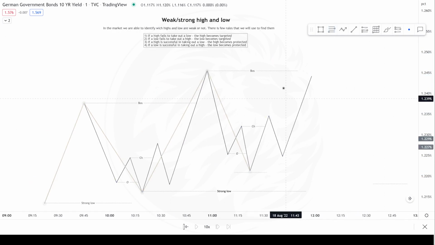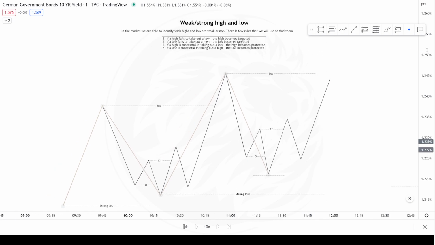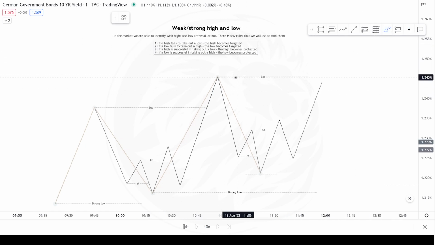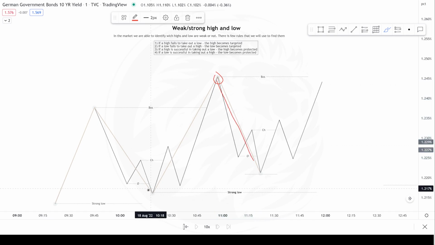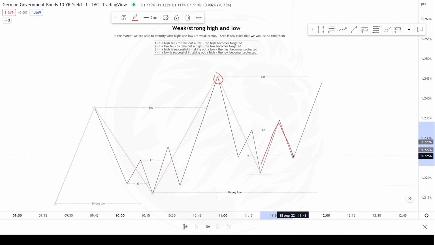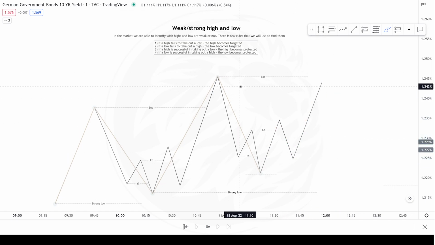Okay, so now we will be able to see the different rules for a weak and strong high and low. So one, if a high fails to take out a low, the high becomes targeted. So here, the high fails to take out this low, so this high becomes targeted. So here we are in the H4 leg, and here you can have an M15 POI, which you can trade from and take a trade until the next structure.